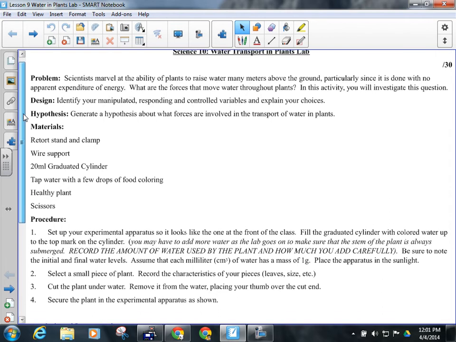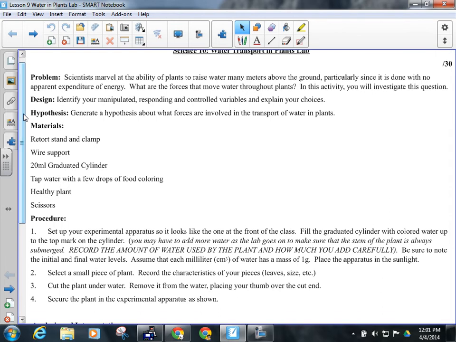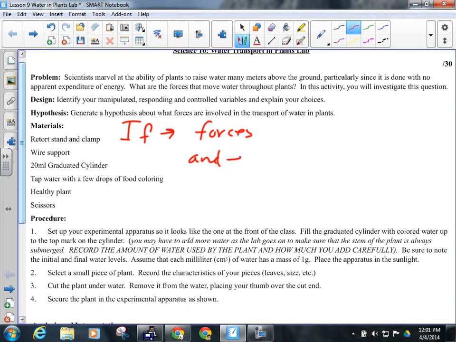All right, for our hypothesis, we want to generate a hypothesis about what forces are involved in the transport of water in plants. So our if part should probably talk about what forces we think are responsible. Okay, and as always, describe the experiment. Okay, then tell me what you expect to see.